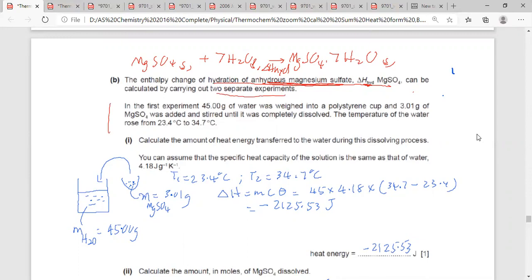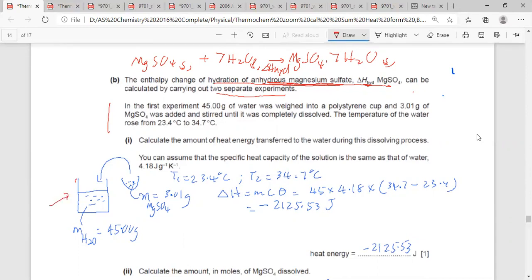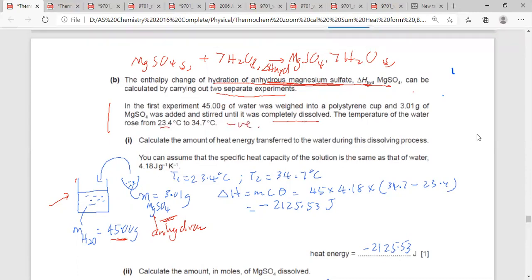The first experiment: 45.00 grams of water. See, draw a diagram. 45.00 grams of water was weighed in a polyethylene cup, and 3.01 grams of MgSO4 was added. It means no water, this is anhydrous. It was put inside and stirred until completely dissolved. That means it forms an aqueous solution. Temperature rose, that means it's exothermic. Calculate the heat change transferred, and so forth.